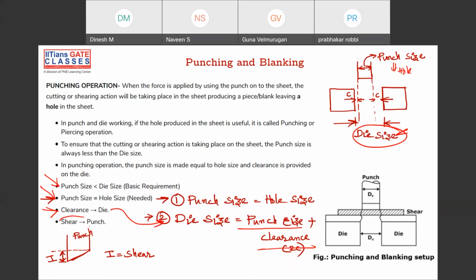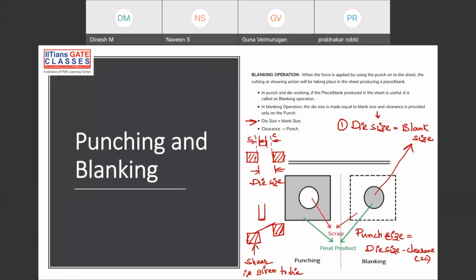And then shear is provided to the punch. What is shear? This kind of inclination is provided onto the punch. So instead of having the punch like this, you are trying to provide the punch like this. That's it. Clear. Now let's go into blanking. So blanking is like this.